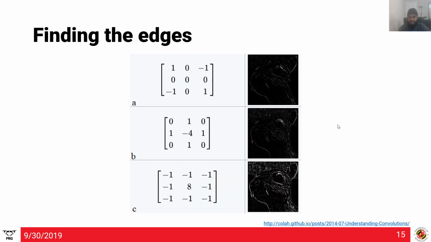Okay, so let's talk about finding the edges. Apart from the smoothing operation, convolutions can also be used to detect features such as edges. The figure here below shows how different kernels can be used to find the edges in an image using convolution. So go back and notice how these operators are different from the previous ones.